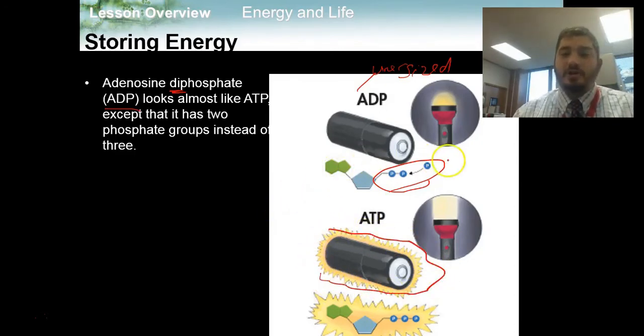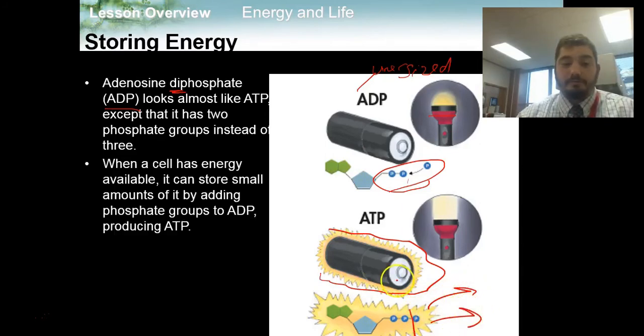We can think about this like a rechargeable battery and a flashlight. In ADP, it's like when a battery's dead. There's not a lot of energy left because there are only two phosphates. A very dull flashlight. However, when we add that third phosphate group, it's like a fully charged battery. Really bright flashlight. That's because when there are three phosphates, we have all this energy in our energy molecule ATP. And to release this energy, all we have to do is break the bond with that third phosphate, and all this energy comes out.